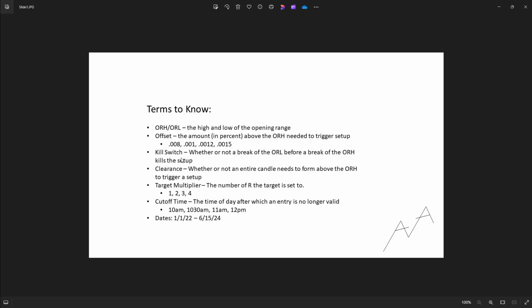But the kill switch, this is what I call whether or not there's a break of the opening range low. This is all assuming a long-based strategy, and we'll get to why that's the case. So if we're looking to go long, a break of the opening range low before a break of the opening range high kills the setup, okay?